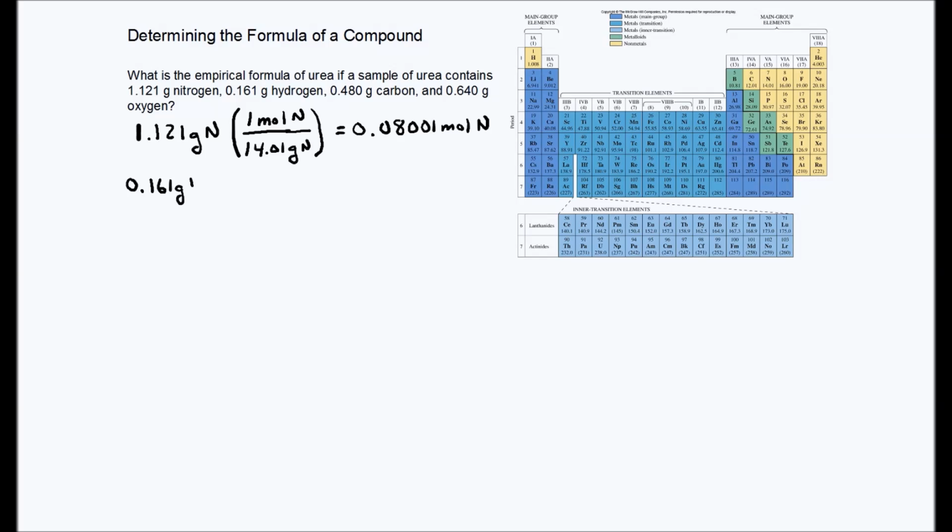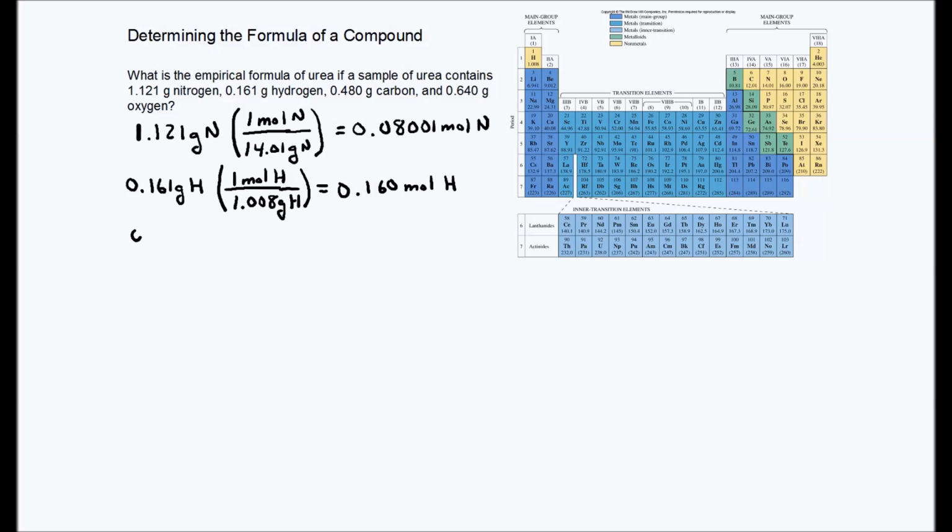Doing the same for hydrogen now, 0.161 grams of hydrogen. Convert this now to moles. 1 mole of hydrogen is 1.008 grams of hydrogen, again from the periodic table you see on the right. 0.161 divided by 1.008 gives me 0.160 moles of hydrogen.